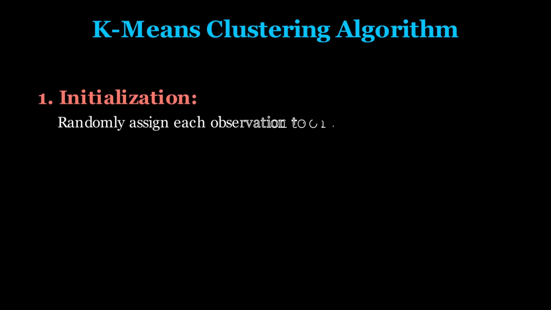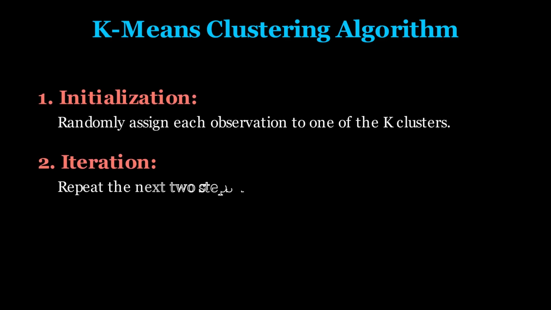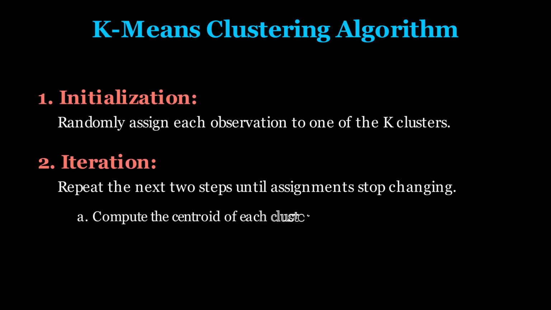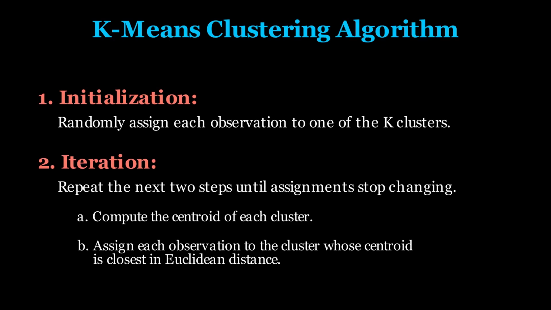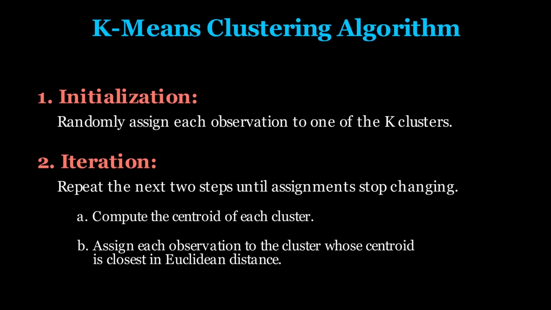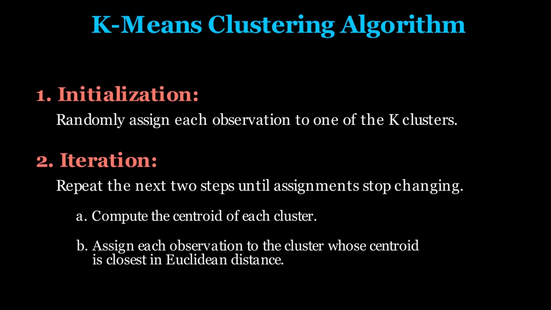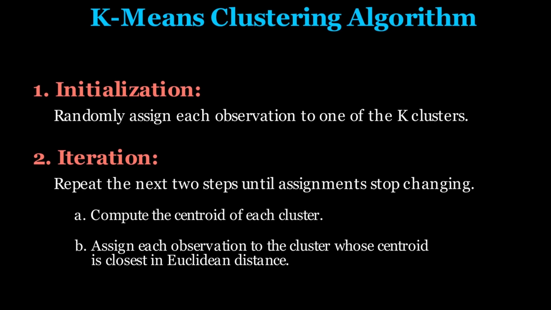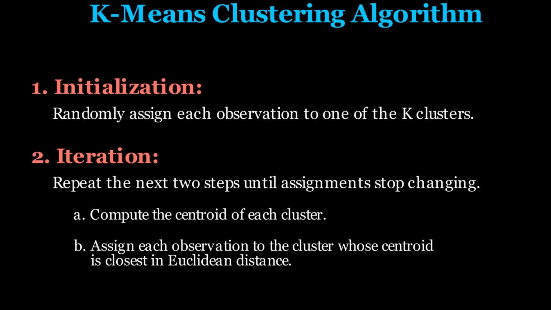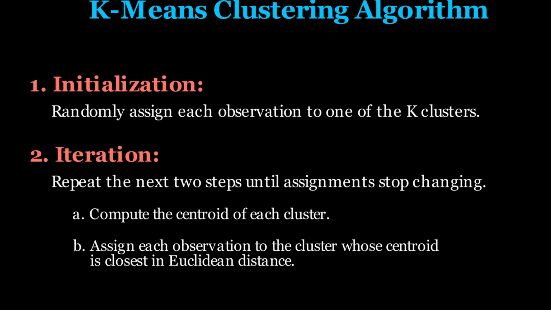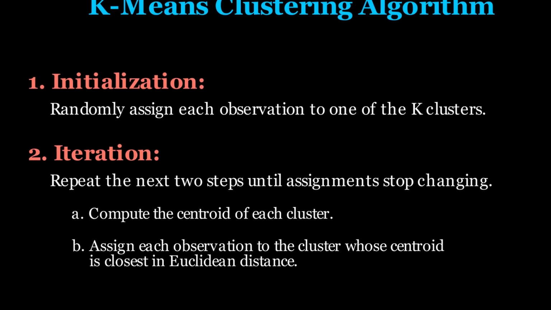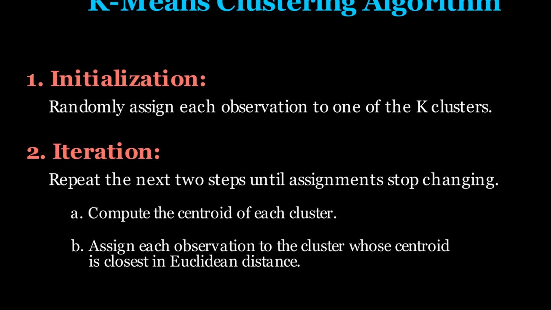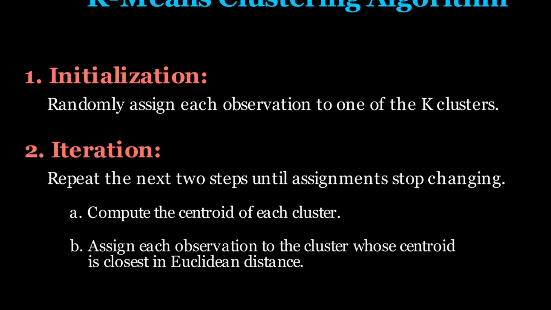Here, we show the general procedure for the k-means clustering algorithm. In step 1, we begin by randomly assigning each observation to one of the k clusters. This gives us our initial cluster assignments. Next, in step 2, we compute the centroid of each cluster and assign each observation to the cluster whose centroid is closest. We repeat this process until the cluster assignments stop changing. Feel free to pause the video and think about how this works before we move on to an example.